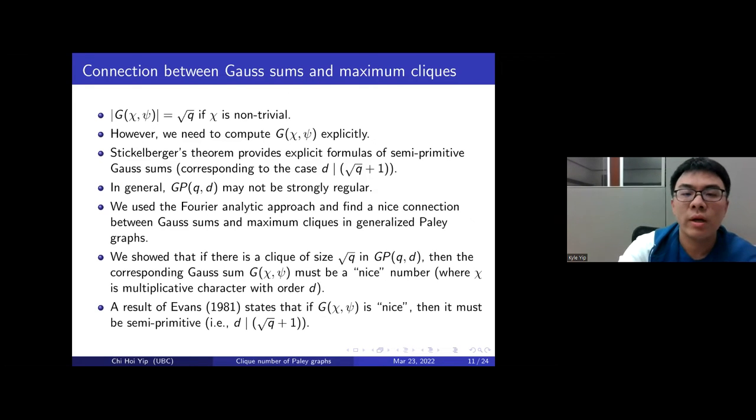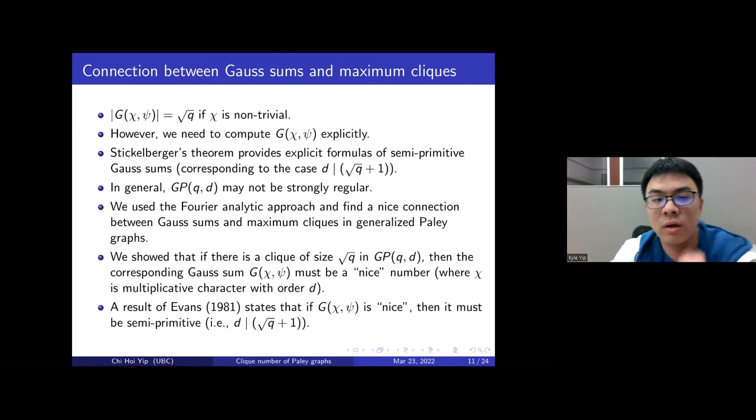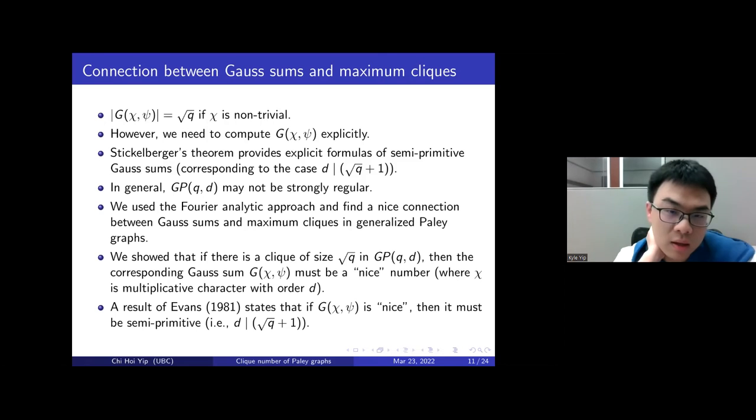But in general, if we do not assume that D divides Q plus one, then it's hard to compute the Gaussian sums explicitly, which means that it's also difficult to compute the eigenvalues of the generalized Paley graph GP(Q, D). And let's somehow motivate our proof.